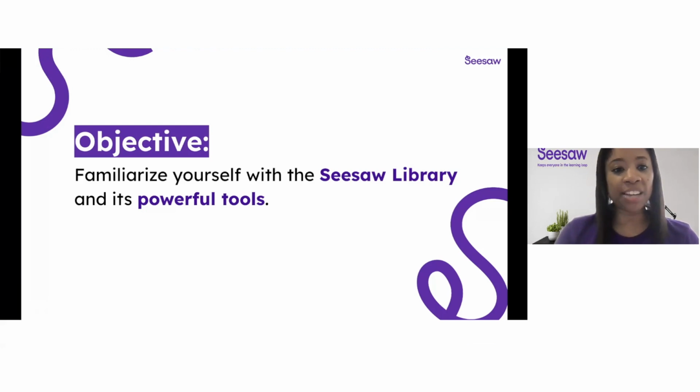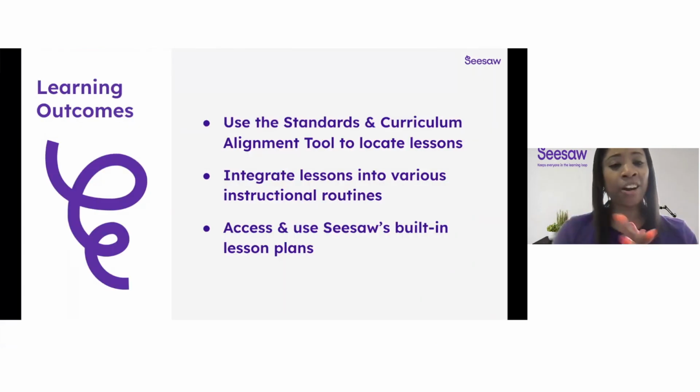So, our objective for today's session is to familiarize you with the Seesaw Library and all of the powerful tools to take those Sunday scaries away. And here are our learning outcomes. I like to call this our roadmap, how exactly we're going to do this. During today's webinar, we are going to focus on 3 outcomes that will allow you to take what you've learned and implement it in your classrooms really quickly and easily.